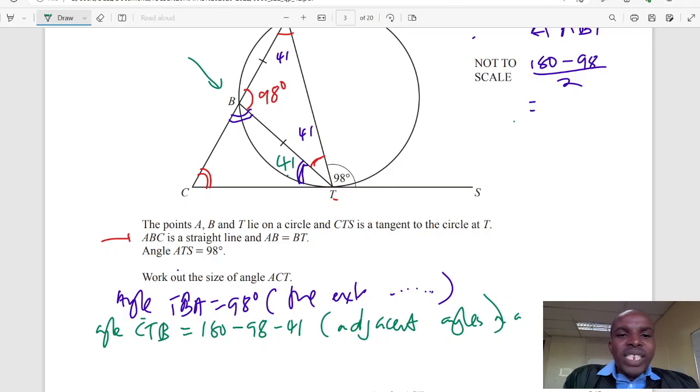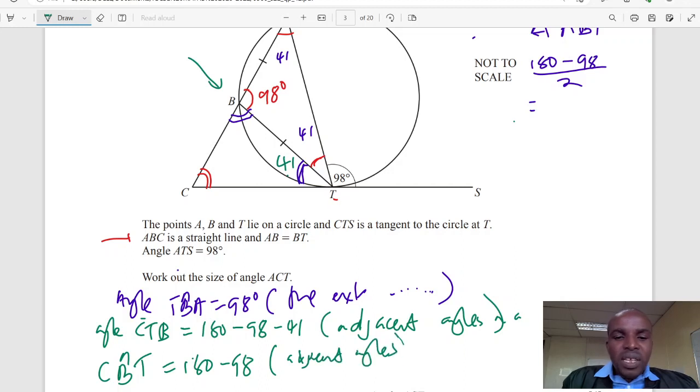Right, then we are left to find the angle at B, that is angle CBT. Angle CBT is equal to 180 minus 98. Reason: adjacent angles on a straight line. So 180 minus 98, yes, it's 82. So this angle is 82 degrees.